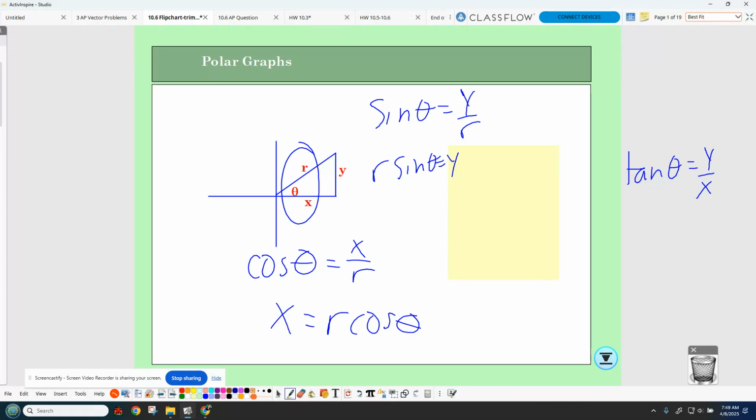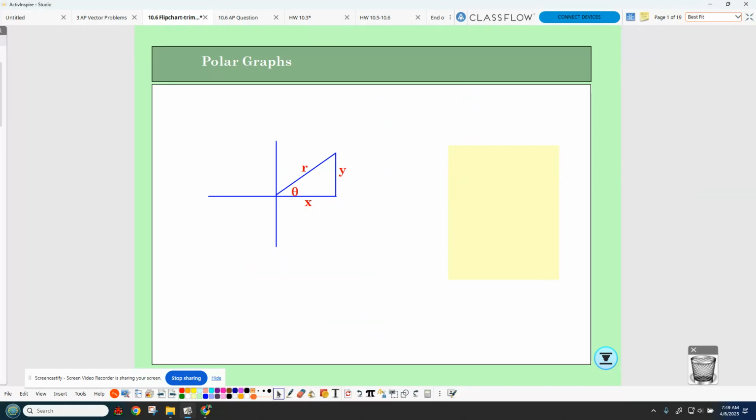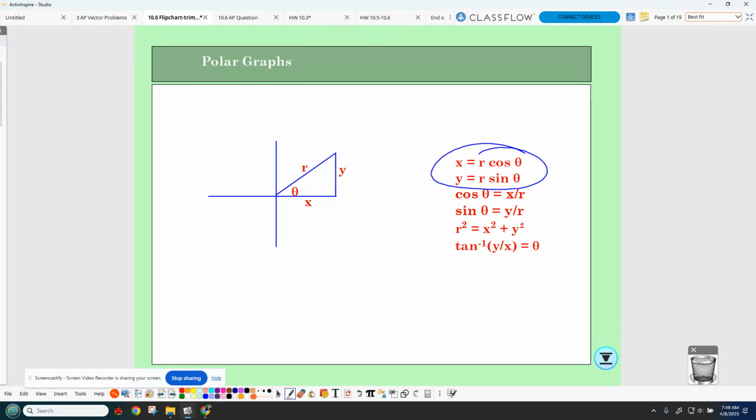And what if I don't want theta at all? Ray, how do I connect X, Y, and R? X squared plus Y squared equals R squared. Pythagorean theorem, okay. So the ones that you need are those.